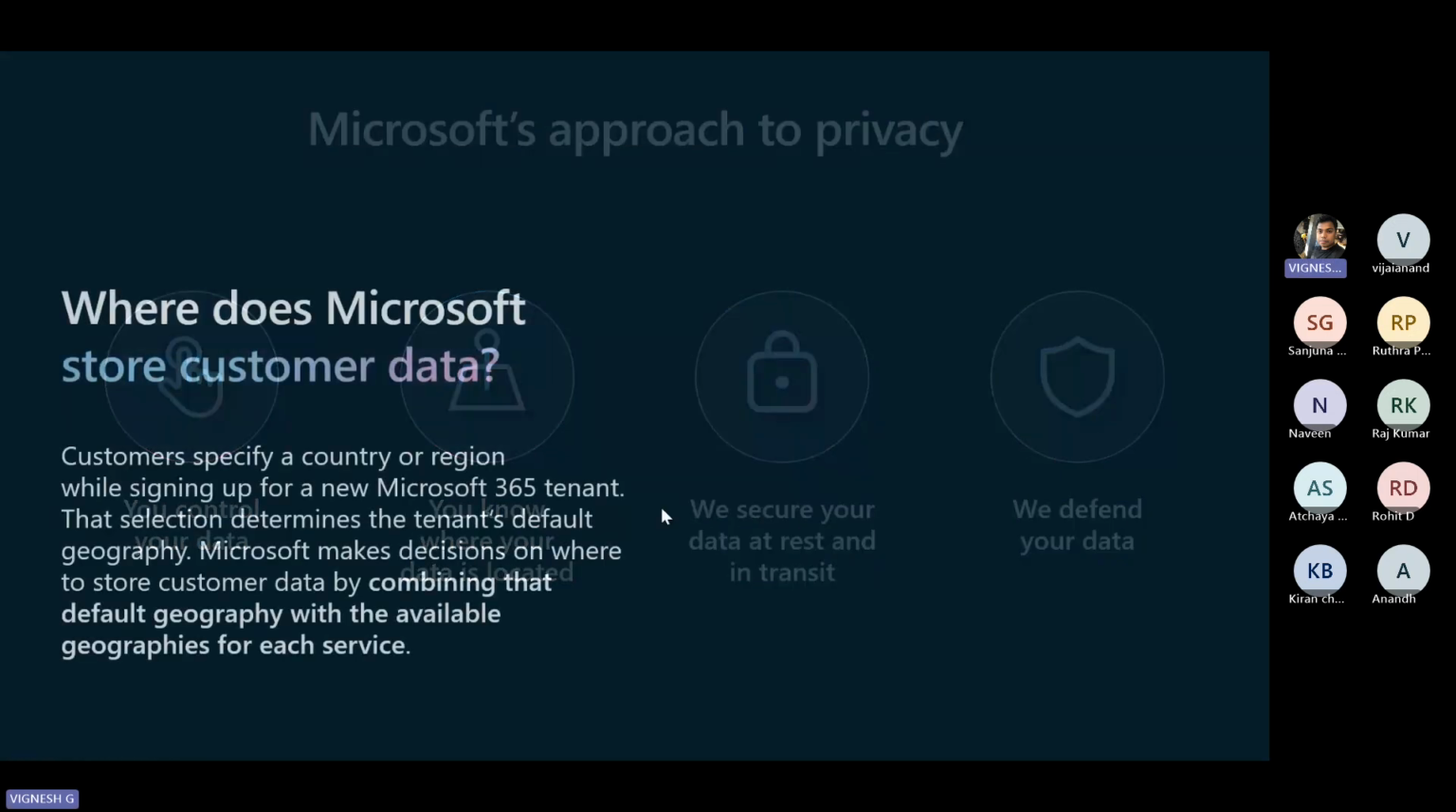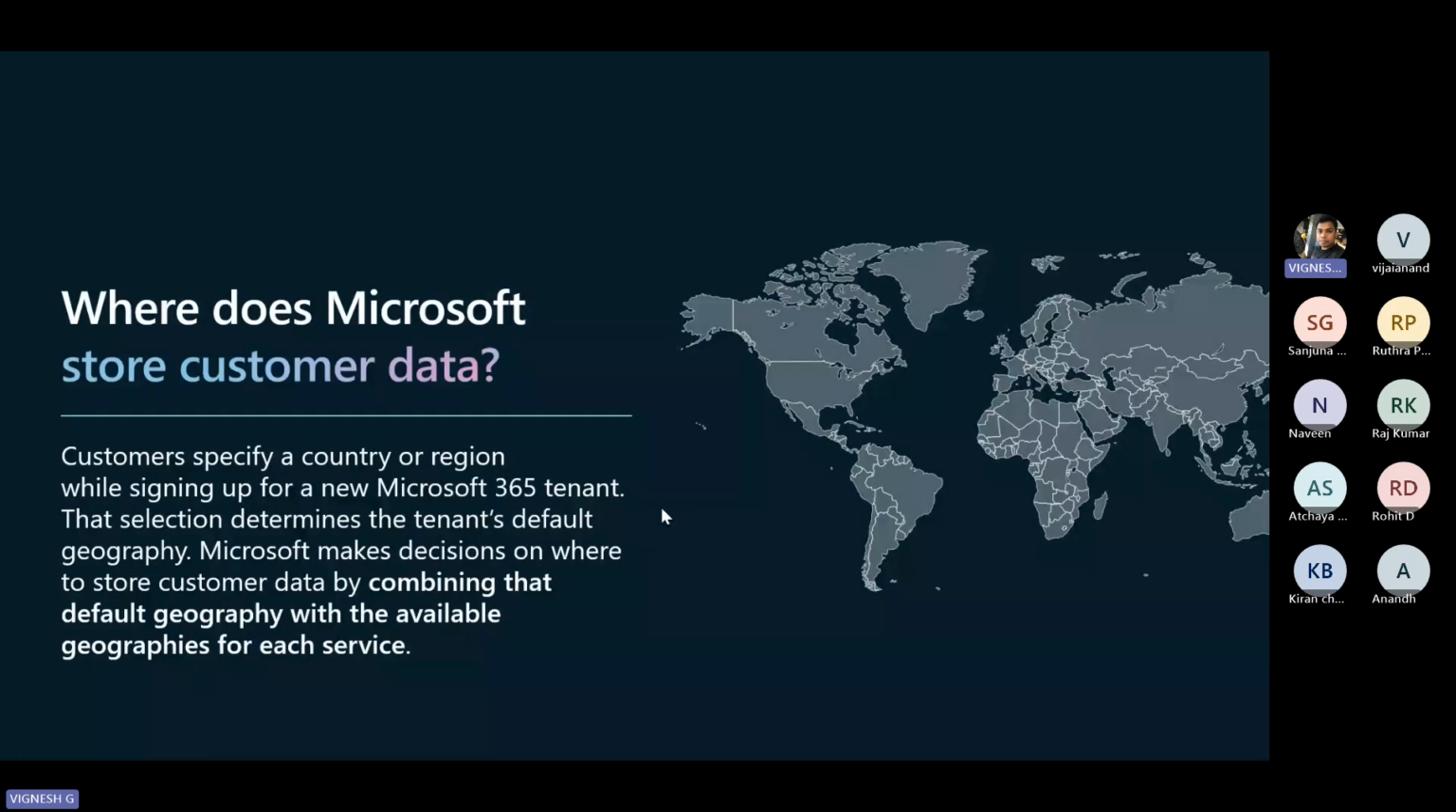So now, where does Microsoft store customer data? This is very, very important, and it's very important that you understand how Microsoft does this. Say for instance, you're a customer and you've signed up for Microsoft 365, and you're saying India has to be your geographical location. It so happens that SharePoint Online, Exchange Online, Microsoft Teams, and OneDrive, since all these services are available in India as a geographical location, all your data that you're storing will also be stored in India as a geographical location.